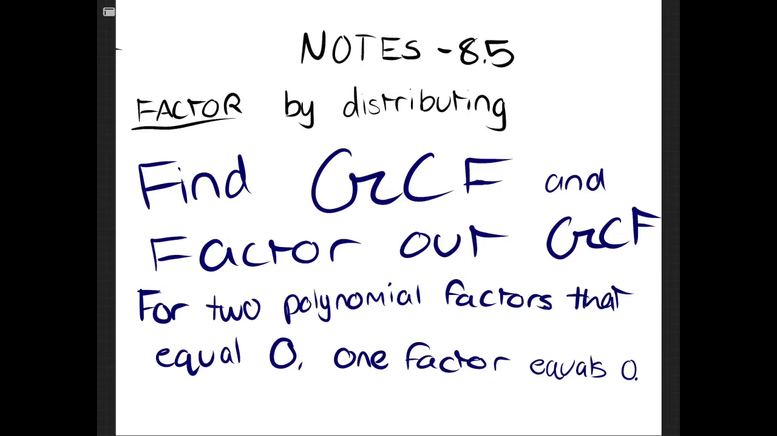GCF is greatest common factor, and basically we find the factor that's the greatest between the terms, and we take it out and then we use it to factor the polynomial. As you'll see a little bit later on, when you multiply two polynomial factors together and you make it equivalent to 0, one of those polynomial factors equals 0. But this is all just words. Let's see what I actually mean in numbers, math.